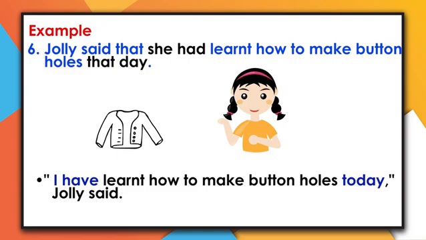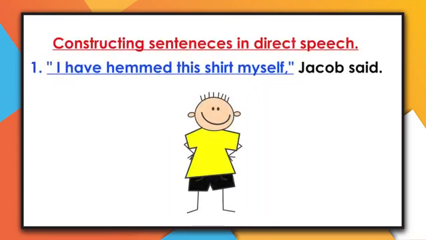You've been such an amazing viewer. And I believe at this time you can ably change sentences from indirect speech to direct speech in the present perfect tense. Remember, we can also construct our own direct speech sentences. For instance, I can say, open quotation marks. The actual words are, "I have hemmed this shirt myself." Put a comma, put cross quotation marks, Jacobo said.